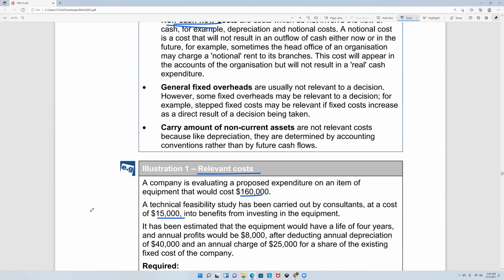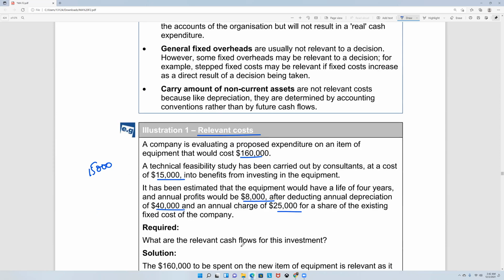So you have expended how much? 15,000 till now. Then it has been estimated that the equipment would have a life of 4 years and annual profits would be $8,000 after deducting the annual depreciation of 40,000 and an annual charge of 25,000 for a share of existing fixed cost of the company. Now the question is, which costs are going to be relevant costs?